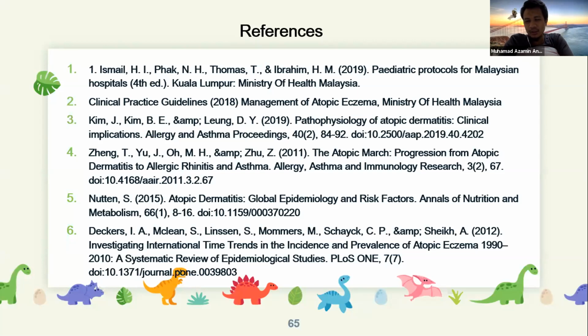And normally the psoriasis involves the extensor surfaces of the elbows and sometimes behind the neck as well. So typical psoriasis is different from atopic dermatitis depending on the location as well.